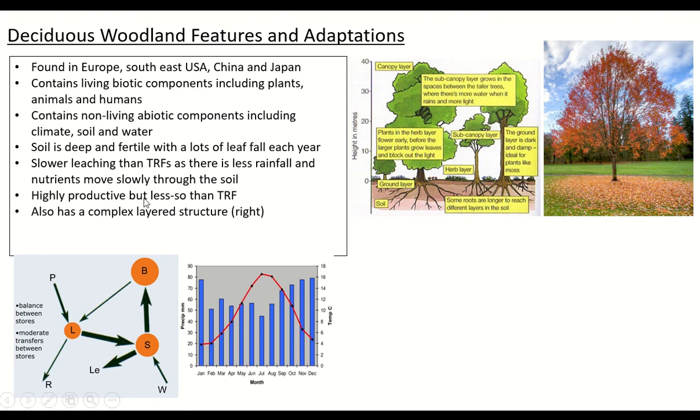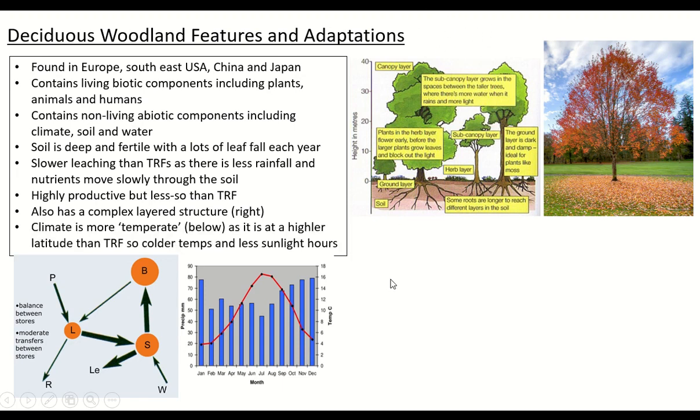They've also got a layered structure, very similar to the rainforest, where you've got your canopy layer, your sub-canopy and your herb or ground layer, but not really emergent trees. And the climate is more temperate, so you can see here that it's got rainfall most of the year, but nowhere near the same amount of rainfall as you found in rainforests. But it's also got a seasonal temperature climate, so hotter in the summer and colder in the winter months.